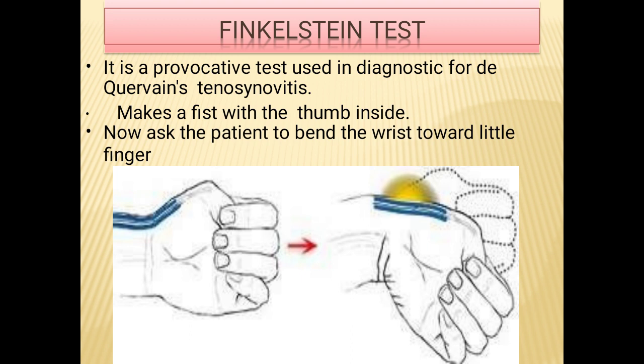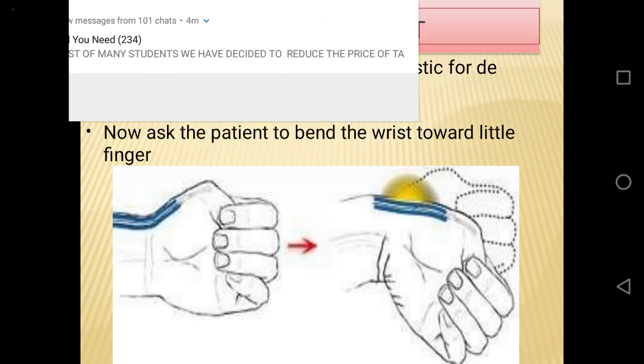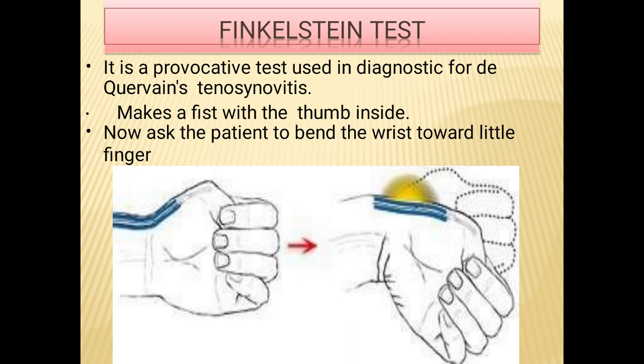Make the patient hold the thumb inside and make a fist, and tell the patient to ulnar deviate the wrist. If the pain aggravates, or if the patient complains of pain, then it's almost diagnostic of DQ synovitis.